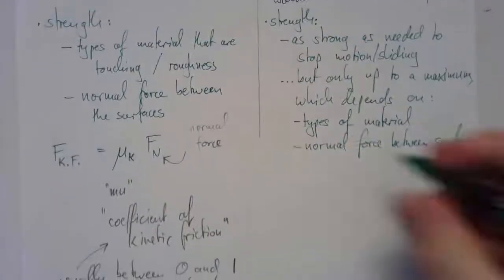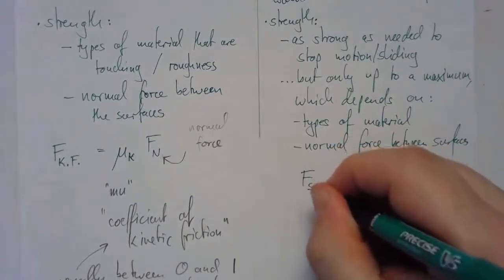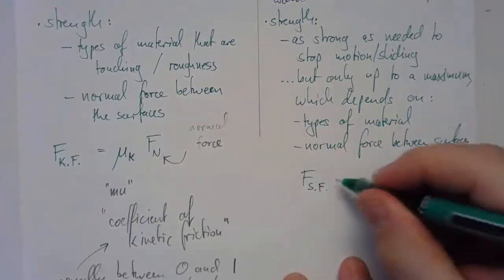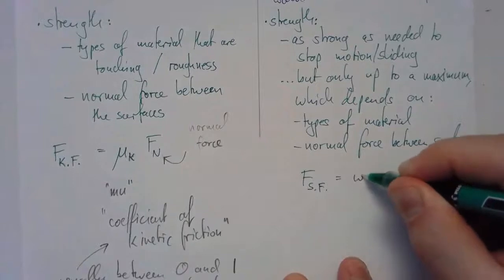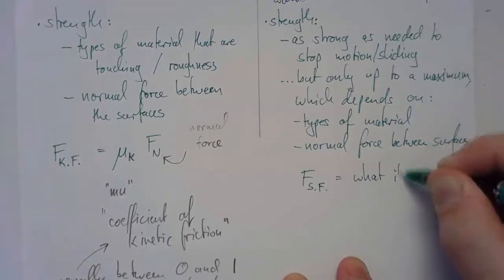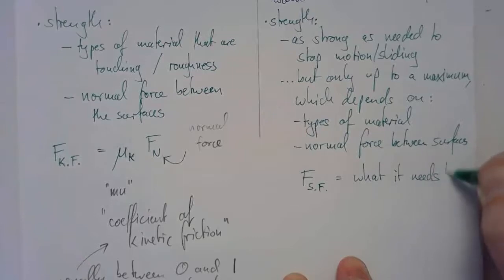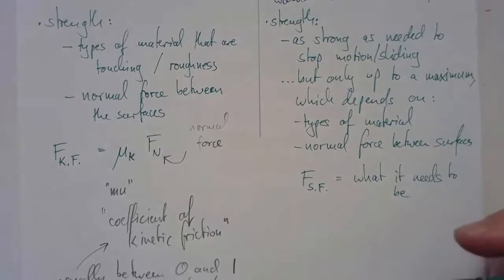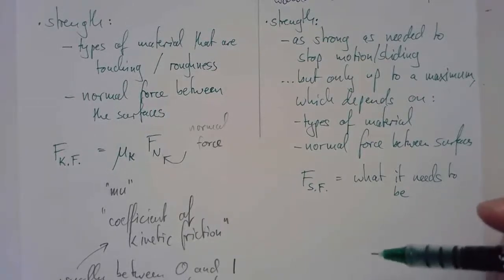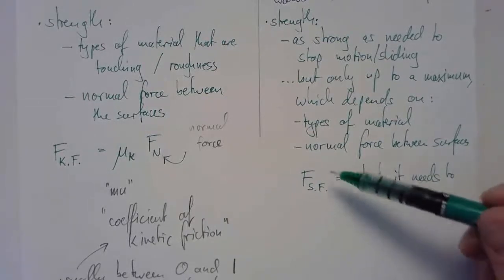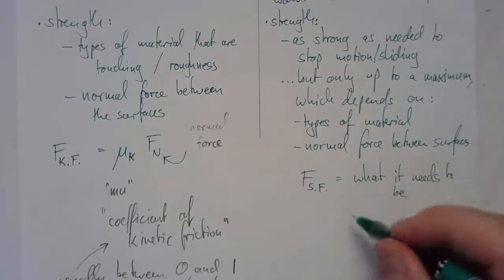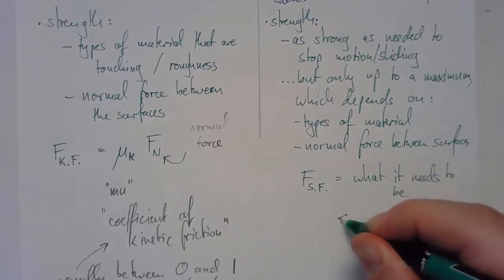And so what we have here is that the force of static friction is what it needs to be. Let me write this down first. It's a bit like the normal force, right? The normal force is as big as it needs to be to stop something from falling through something else, or from moving through something else. Similarly, static friction is kind of what it needs to be to stop sliding. But it is always going to be smaller or equal.